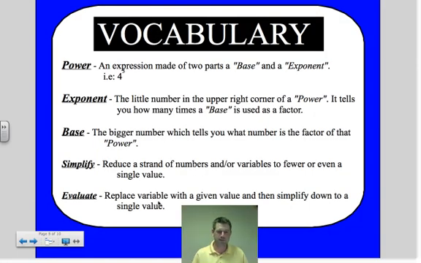Okay, as we talked about, evaluate means replace the variable with a given value and then simplify down to a single value. Okay, so you're just replacing the unknowns with what they provide you with or what I will provide you with, and you just simplify down following PEMDAS.